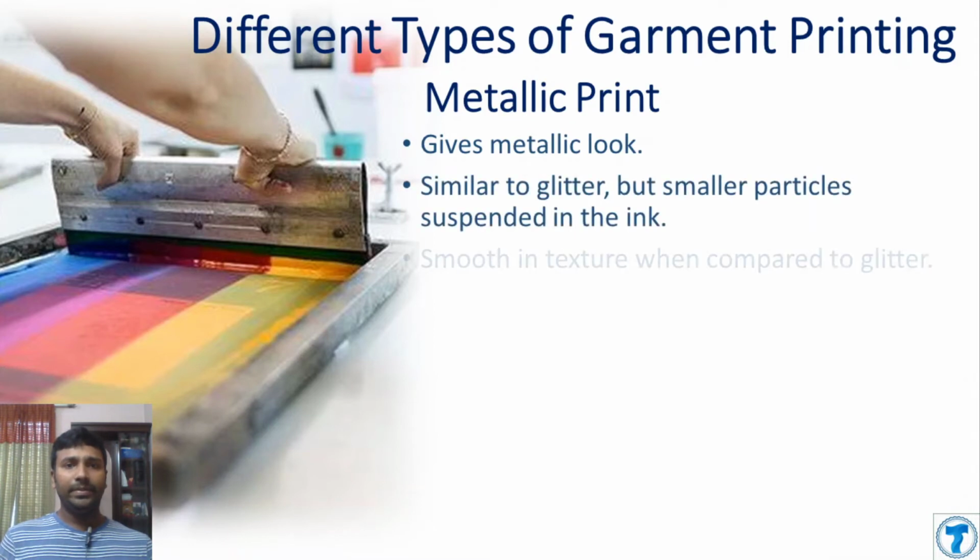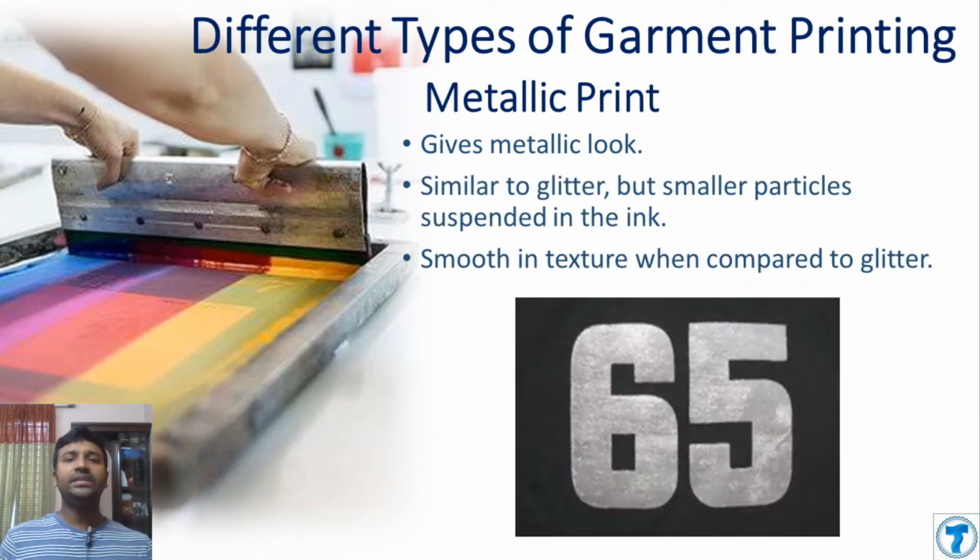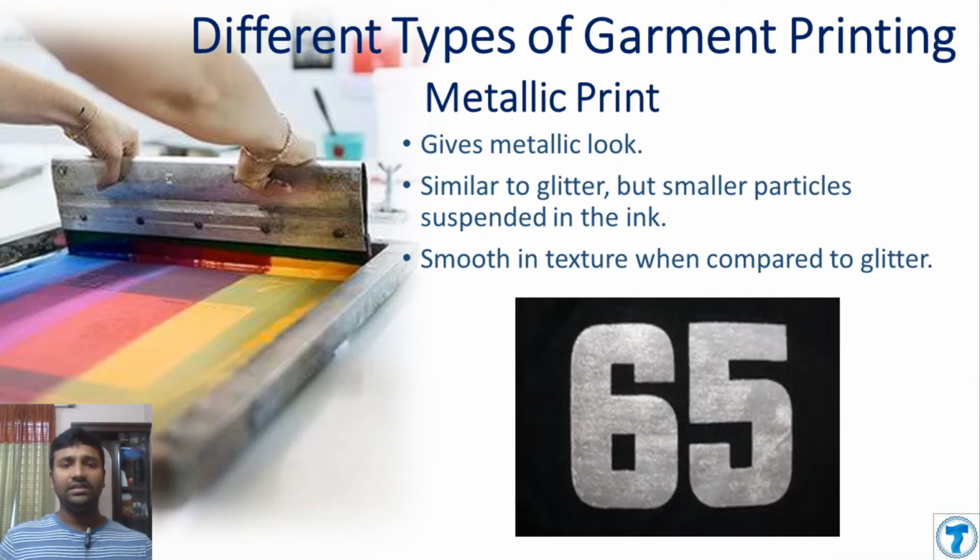Metallic print. Metallic print gives a metallic look on the garment. It is similar to the glitter print but has a very small particle size compared to glitter, and it gives a very smooth texture, and the hand feel is very good.